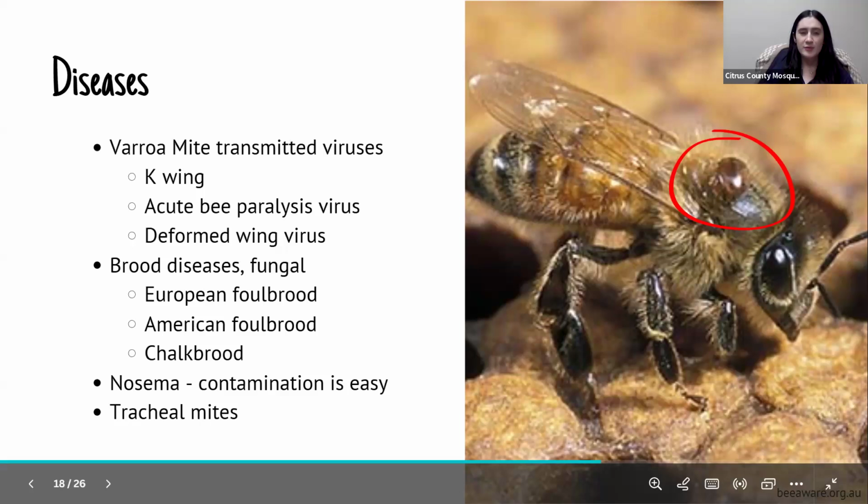And then brood diseases. There are different fungal and bacterial diseases. But European foulbrood and American foulbrood are very serious, especially American foulbrood. Chalkbrood, these are just brood diseases. So if you look in those cells and you're looking at your larvae and they look dried up or nasty or stinky or black when they should be white, yeah, there could be some sort of issue or sickness spreading through your brood.